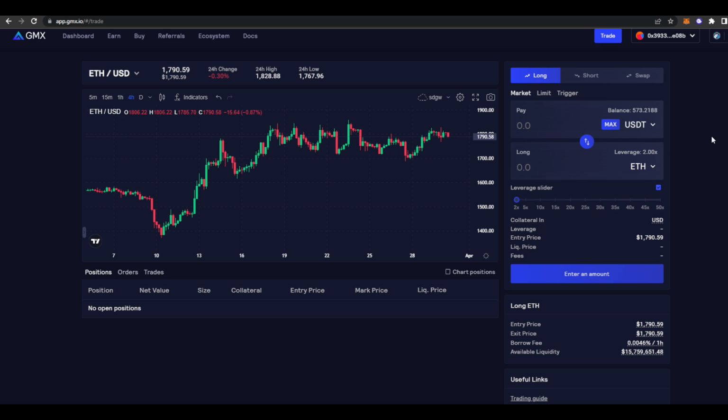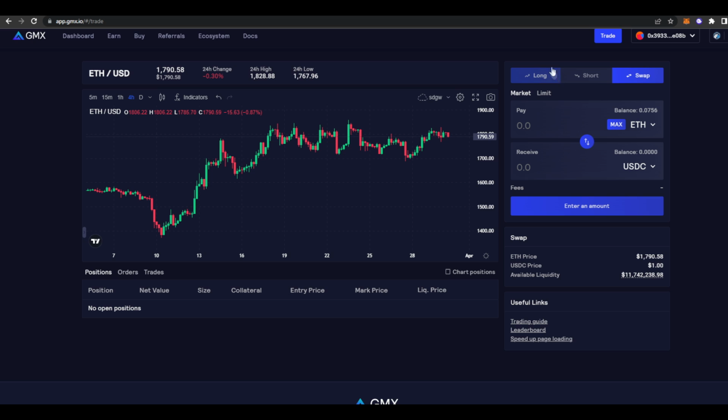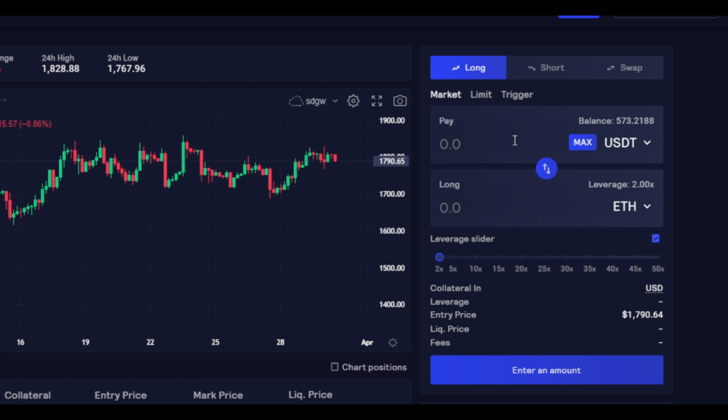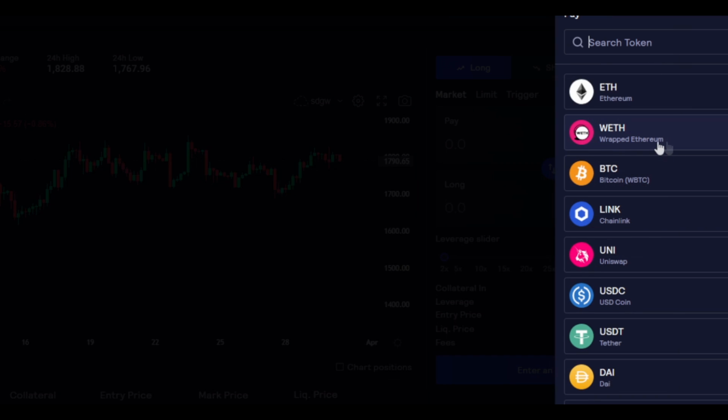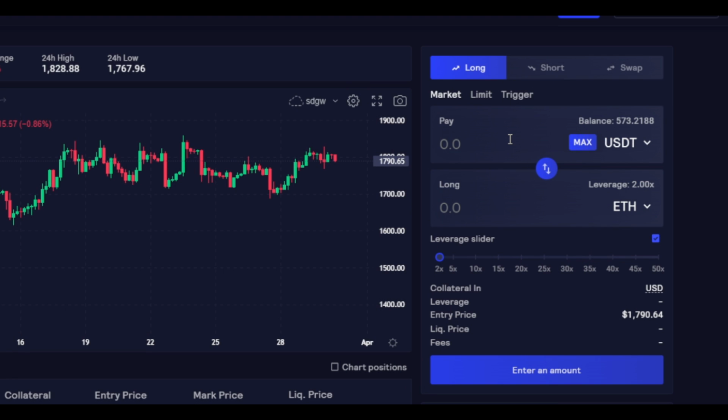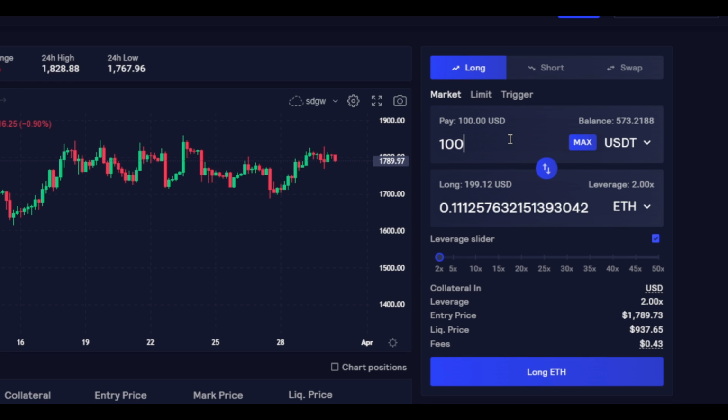So GMX is pretty basic in its functionality. You can go long or short with leverage, as well as doing basic swaps here on GMX. So GMX serves as a basic DEX and Perpetual Futures DEX at the same time, which is pretty cool. But if we just get into this here, I'm going to use some USDT today, and we're going to be longing $200 worth of ETH. So I'm just showing you the process.